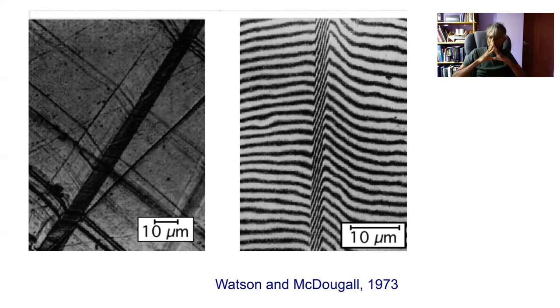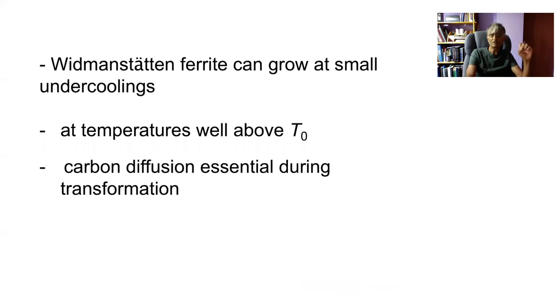But we know that Widmanstätten ferrite can form at temperatures which are above T0. If the temperature is above T0, then it's not possible for the ferrite to grow in a diffusionless manner. Carbon must partition during transformation. So the plate of Widmanstätten ferrite never actually contains any excess carbon. And as it grows, the austenite becomes richer in carbon. So just to summarize, Widmanstätten ferrite can grow at small undercoolings, at temperatures well above T0. And carbon diffusion is essential during the transformation. Without that, it simply won't happen.